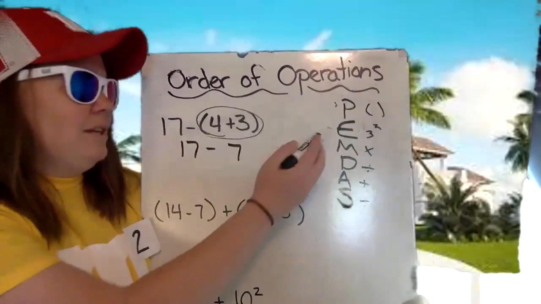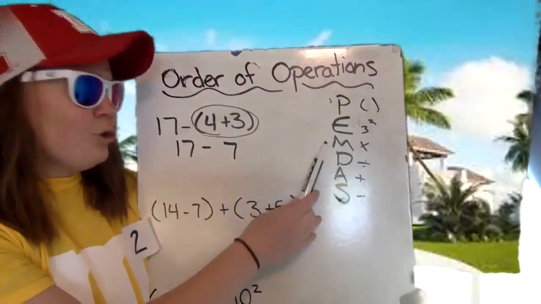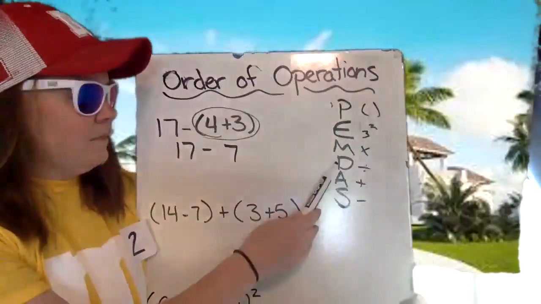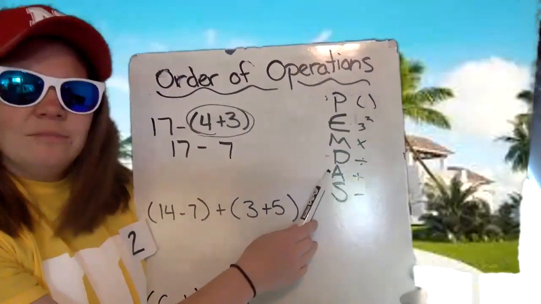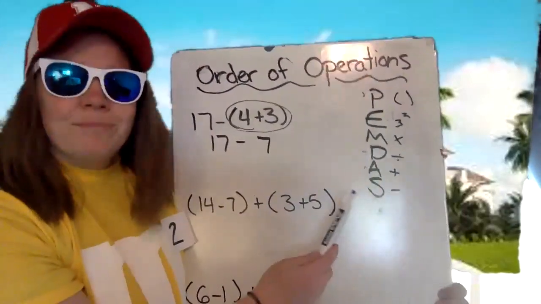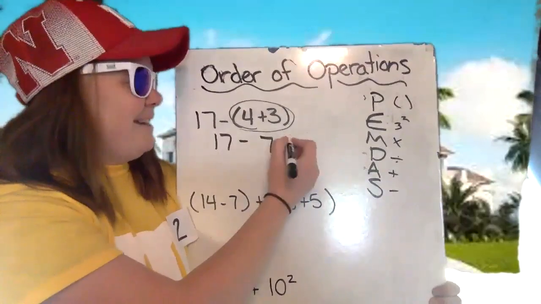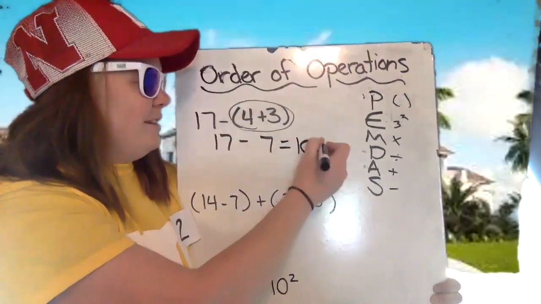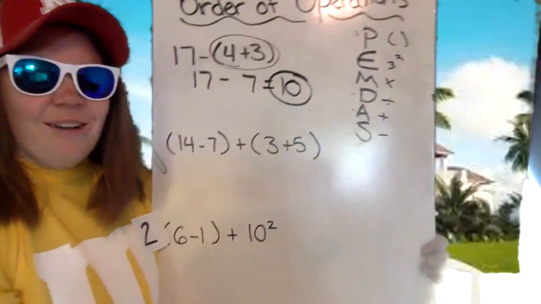Now, do we have any exponents? Nope. Go to the next one. Multiply? Nope. Divide? Nope. Add? Nope. Subtract? Yep, that's all we got left. So we do 17 minus 7, if you didn't figure that out already, which is 10. There you go. All right, so let's look at the next one.